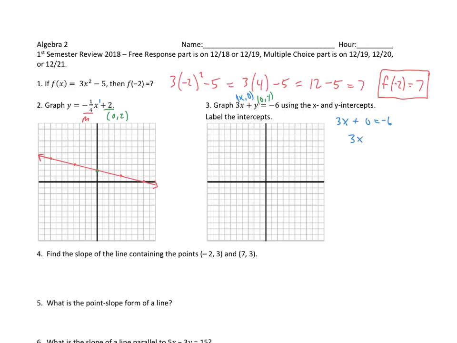So that means 3x is negative 6. So that means x is negative 2. So that means my x-intercept is at negative 2, 0. So I'm going to go ahead and plot that point. So I'm going to the x-axis where negative 2 is.